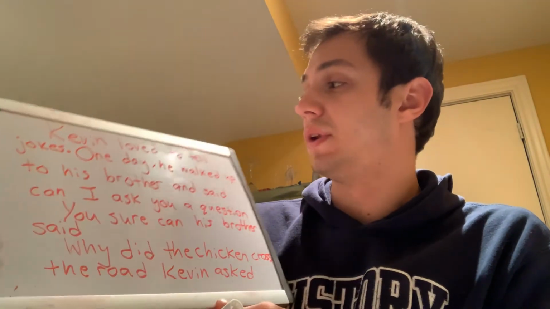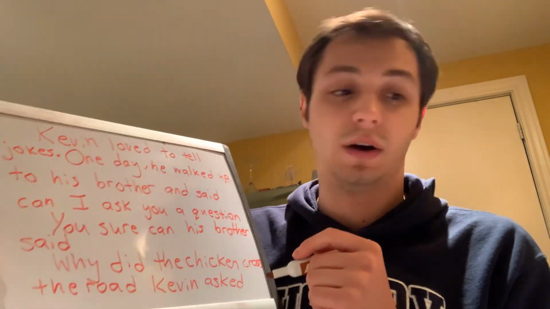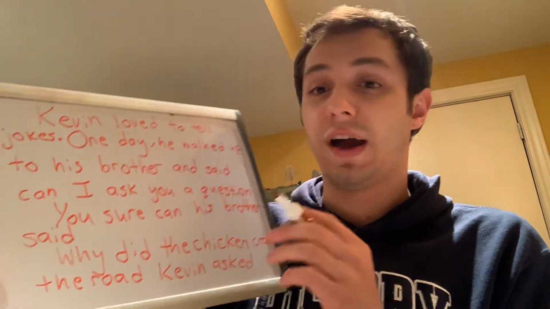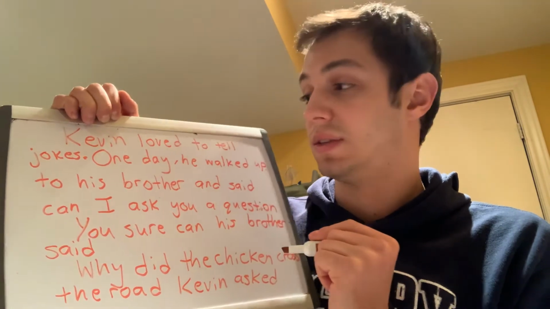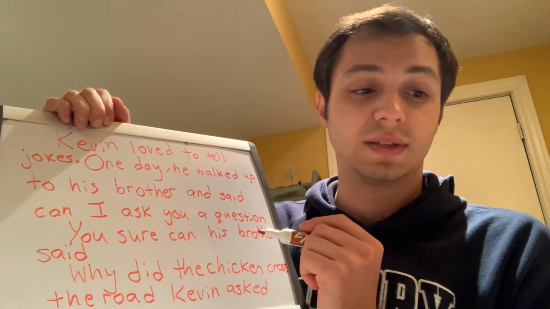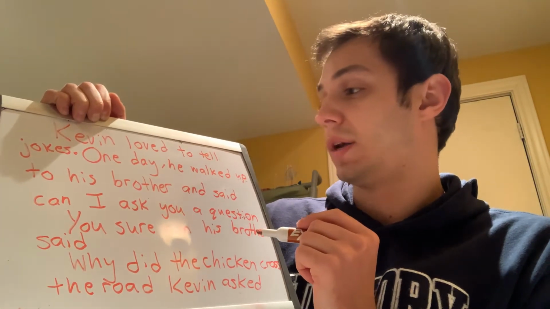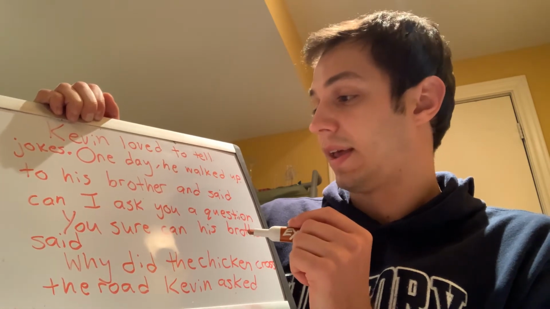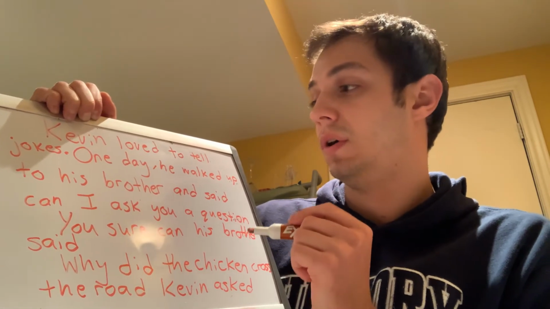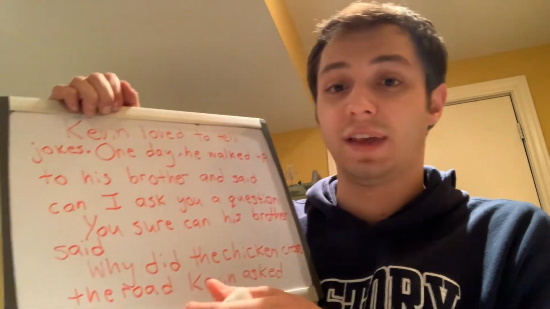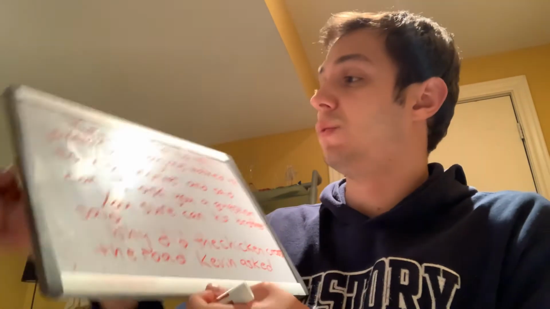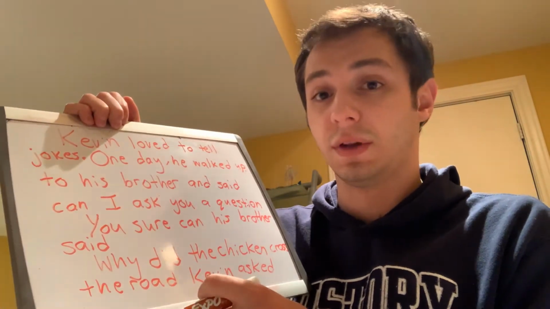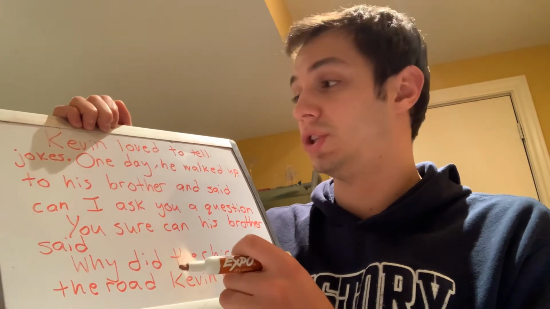Sentence number 1 says, Kevin loved to tell jokes, right? We don't have any exact words in this sentence, so we're going to leave the first sentence alone. Then it tells us, one day he walked up to his brother and said, can I ask you a question? In this sentence, we have some exact words that somebody said, so we're going to have to add in our quotation marks. And then depending on if it's a question or a statement, a comma or a question mark.